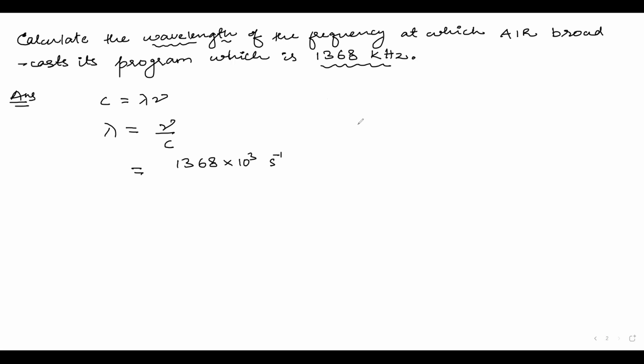Yes, sir. But guys, I made a mistake. You should have told me lambda will be equal to c upon mu. Correct? This is equal to 3 into 10 to the power 8 meter second inverse divided by 1368 into 10 to the power 3 second inverse. Now we can cancel this second inverse and the second inverse. Then you can calculate this.